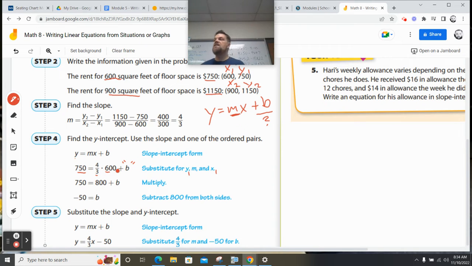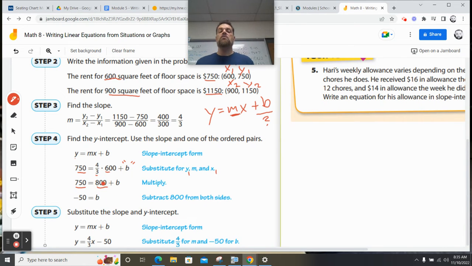So now, because you could use either x, y. You could use x sub 1, y sub 1, or you could use x sub 2, y sub 2. The answer will be the same. So we're going to plug that in and solve for b. 4 times 600 is what? 2400. 2400 divided by 3 is? 800. There it is. And then we got 750 over here.